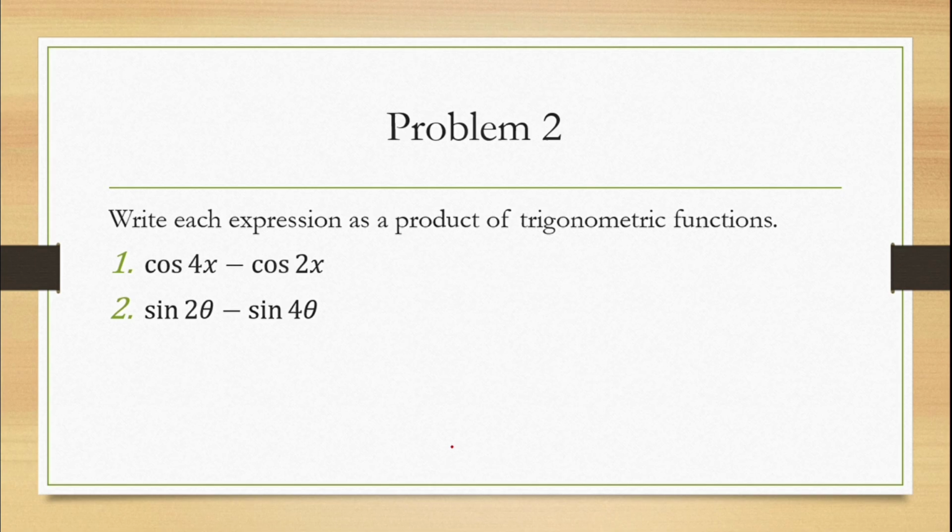Write each expression as a product of trigonometric functions. We have here the problem cos 4x minus cos 2x, and number 2, sine 2 theta minus sine 4 theta. So let's start with number 1. In number 1, the problem is cos 4x minus cos 2x.